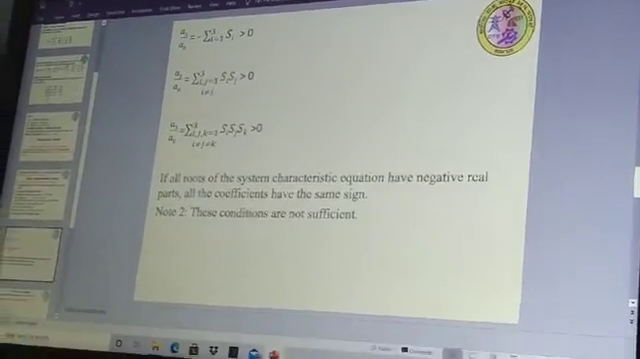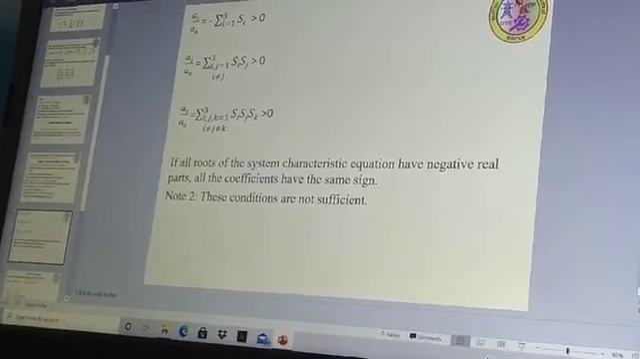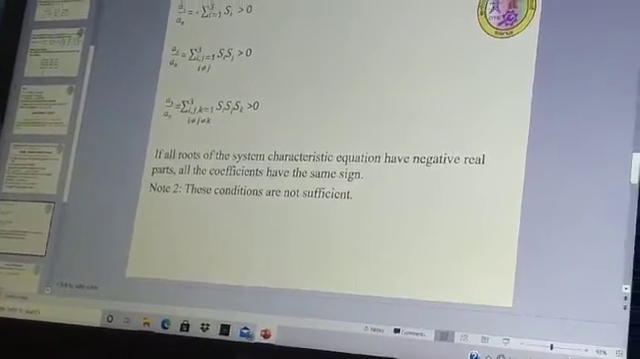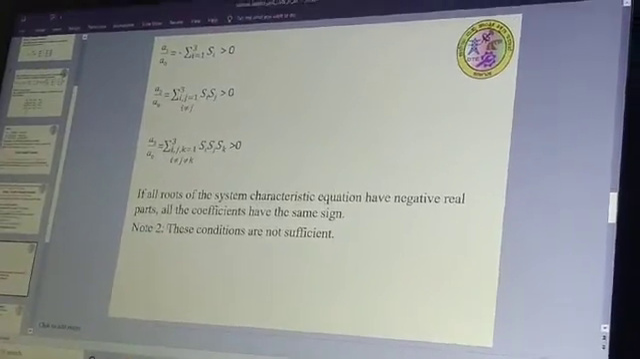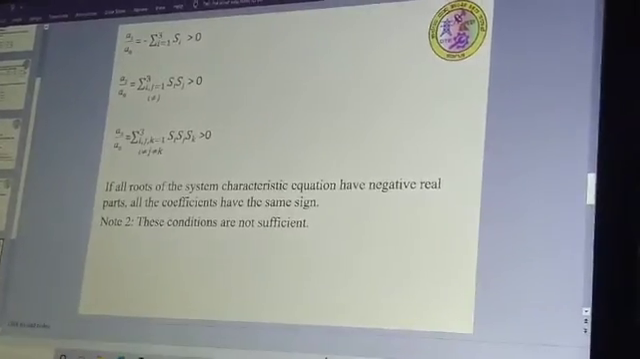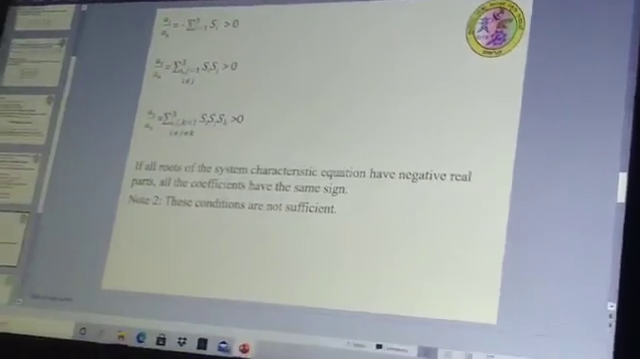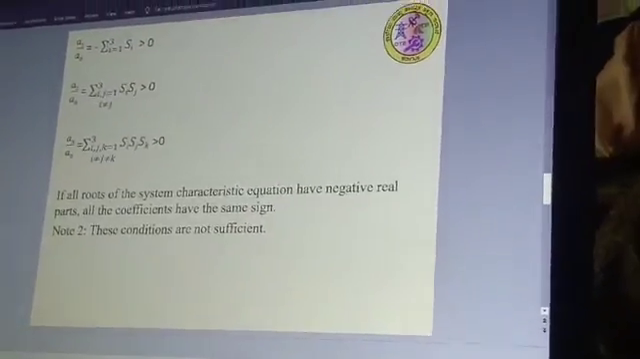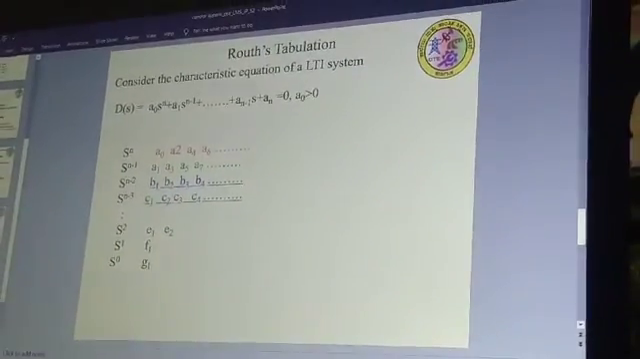If all roots of the system characteristic equation have negative real parts, all the coefficients have the same sign. So here you have to note that these conditions are not sufficient. Therefore, Routh tabulation is used.